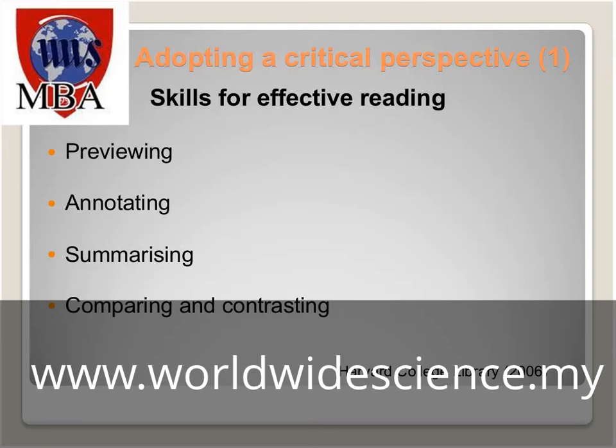Okay, the skills for effective reading are previewing, annotating, summarizing, comparing and contrasting. If we only read the journal article or literature, it doesn't have any point. You should first read, then put the map on the article or whatever you read. What do I mean by map? I mean that you should preview, summarize, and compare and contrast.